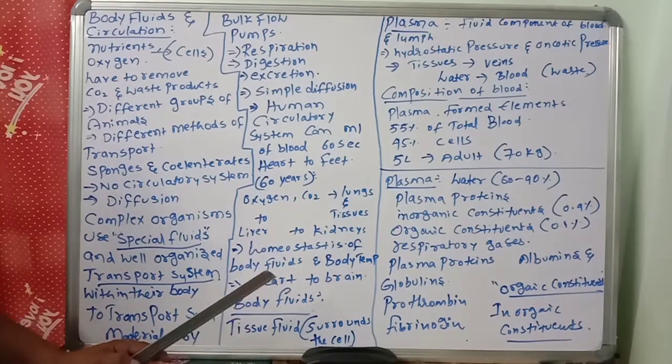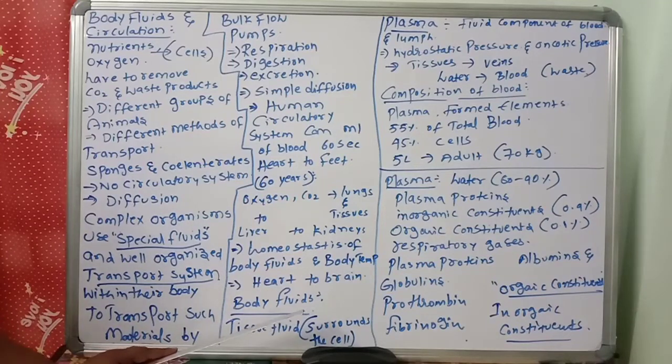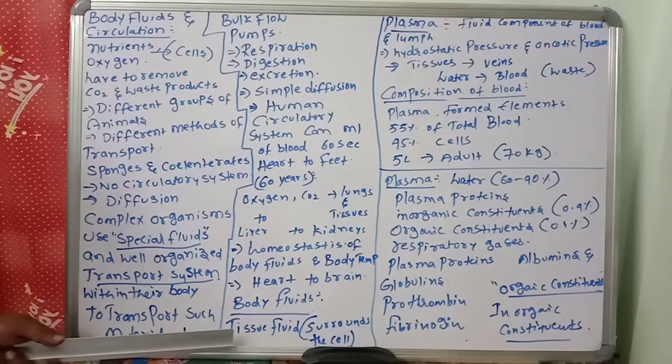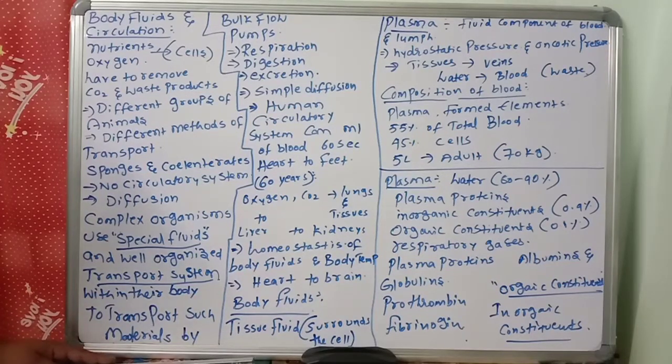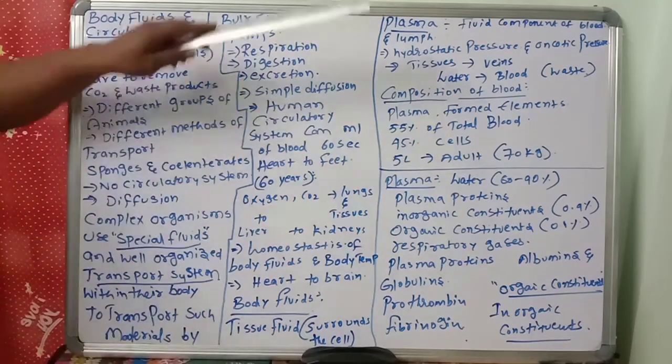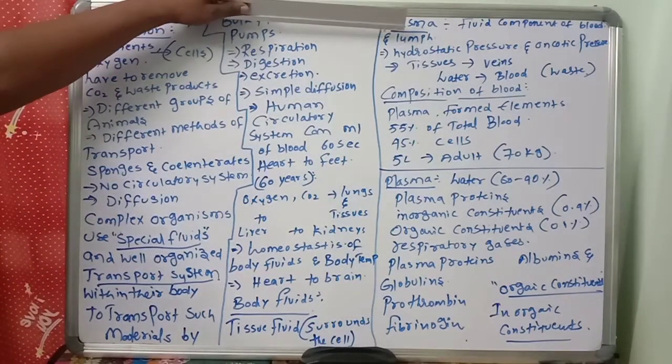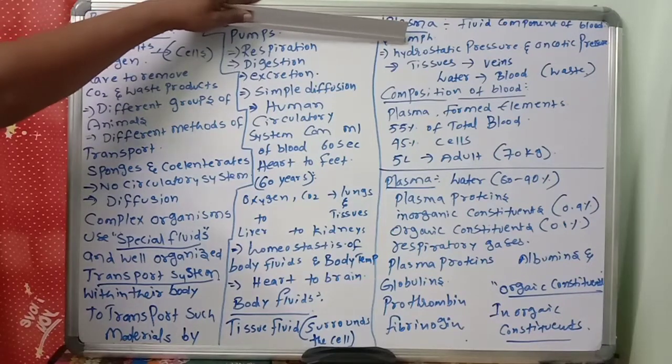Body fluids in our circulatory system: there are two types of body fluids, intracellular fluid and extracellular fluid. What is the meaning of intracellular and extracellular fluid? The fluid present inside the cell is called intracellular fluid. The fluid present outside of the cell is called extracellular fluid. The extracellular fluids are divided into tissue fluid, which means the fluid surrounding the cells, plasma, the fluid component of the blood, and lymph, also outside of the cells.